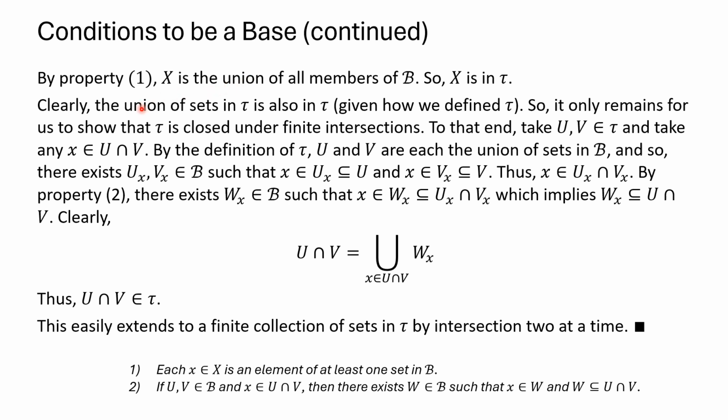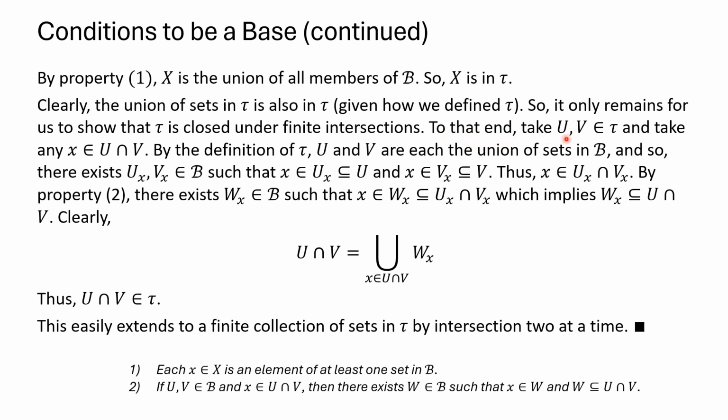We need to show all unions of sets in our topology are, again, open sets. Any union of open sets is open. And we need to show that finite intersections of open sets are open also. So let's do that. Clearly, the union of sets in tau is also in tau, given how we define tau. So it only remains for us to show that tau is closed under finite intersections.